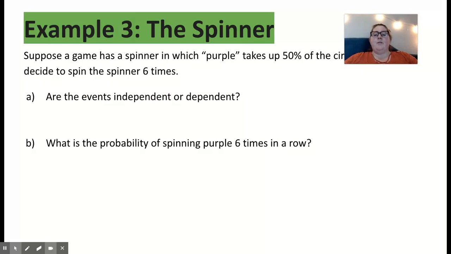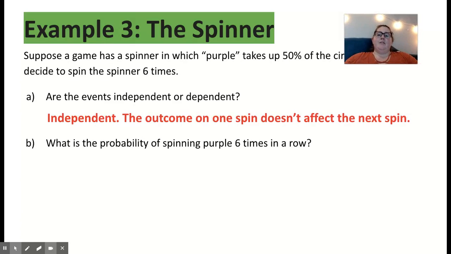Another example, suppose a game has a spinner in which purple takes up 50% of the circle, and we decide to spin the spinner 6 times. So firstly, are the events independent? In other words, when I spin the spinner multiple times, is the second spin going to be affected by the first spin? And the answer is no. These are independent because it's not like when I spin purple on the first one, there's less purple on the circle. The circle stays the same. So it would be independent each time I spin the spinner.